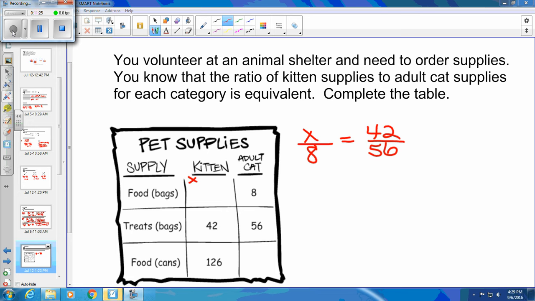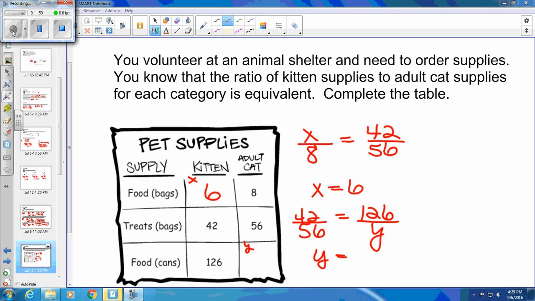When I solve that proportion, I end up getting X to be 6. So I can put a 6 in here. The same holds true when I look at the treats to the food in cans. I'm going to put a little Y here so I remember. So 42 to 56 equals 126 to Y. And when I do my math on that, I get Y to equal 168.